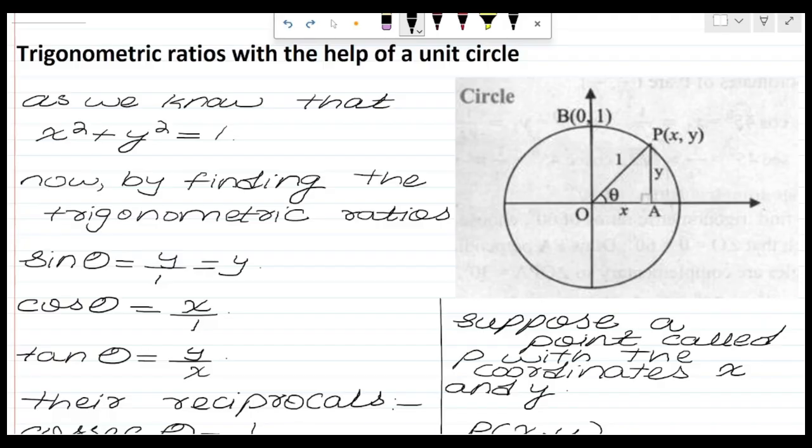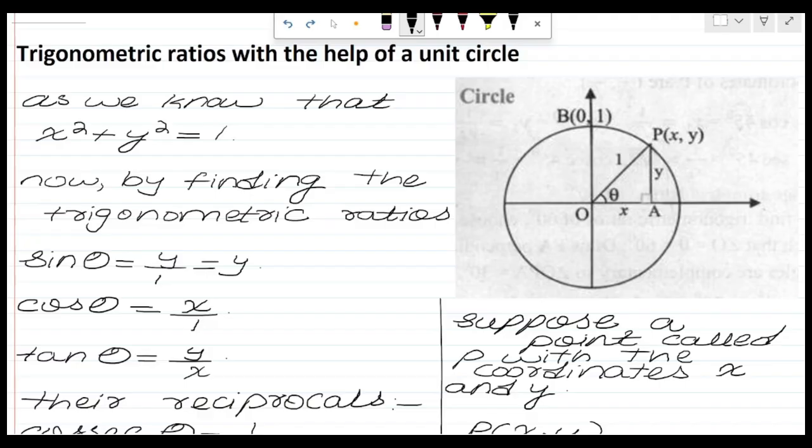Now we will draw a perpendicular. We will call that PA, and then OA is our base. Let's call it x. PA is our perpendicular, so we will call that y, and our hypotenuse will be 1. So as we know, the equation for a unit circle is x square plus y square equal to 1. Now if we want to find the trigonometric ratios, how will we find that?